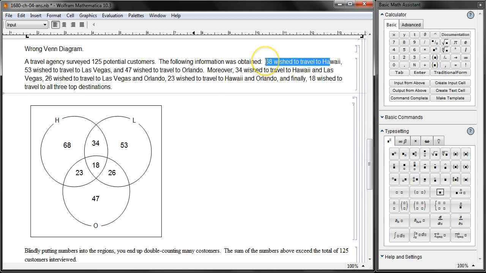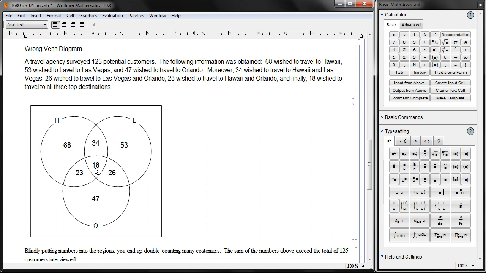68 wishes to travel to Hawaii, so blindly write 68. 53 going to Las Vegas, so 53 here. 47 going to Orlando, so 47. 34 wishes to travel to Hawaii and Las Vegas, so 34. And 26 going to Las Vegas and Orlando, so write 26 there. Finally, 23 wishes to travel to Hawaii and Orlando, so that goes here. Oh, did I say finally? There's one more, excuse me. 18 wishes to travel to all 3 top destinations. That goes right in the middle, 18.